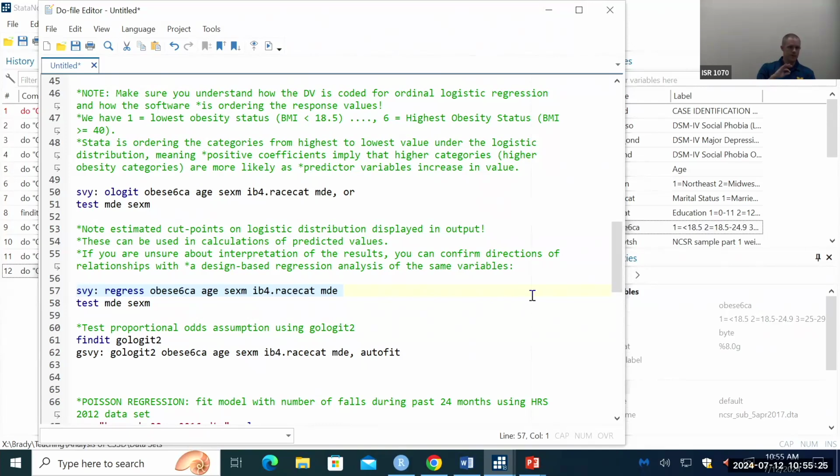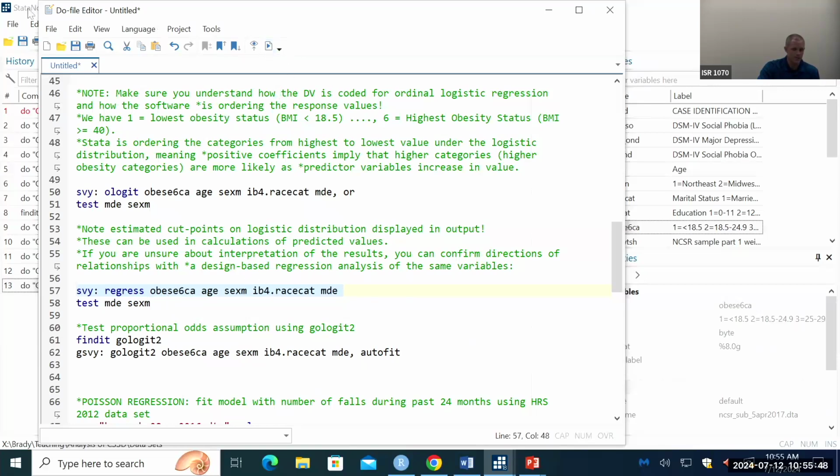Same model, same predictors, just to make sure you're getting the directions right. Okay. So all I'm doing here is changing the survey command to regress. Right? Everybody see that? So I'm using linear regression for that ordinal variable. A lot of people do this anyway. Like they don't fit the ordinal model to begin with. They just treat that variable like it was continuous, and they model means.